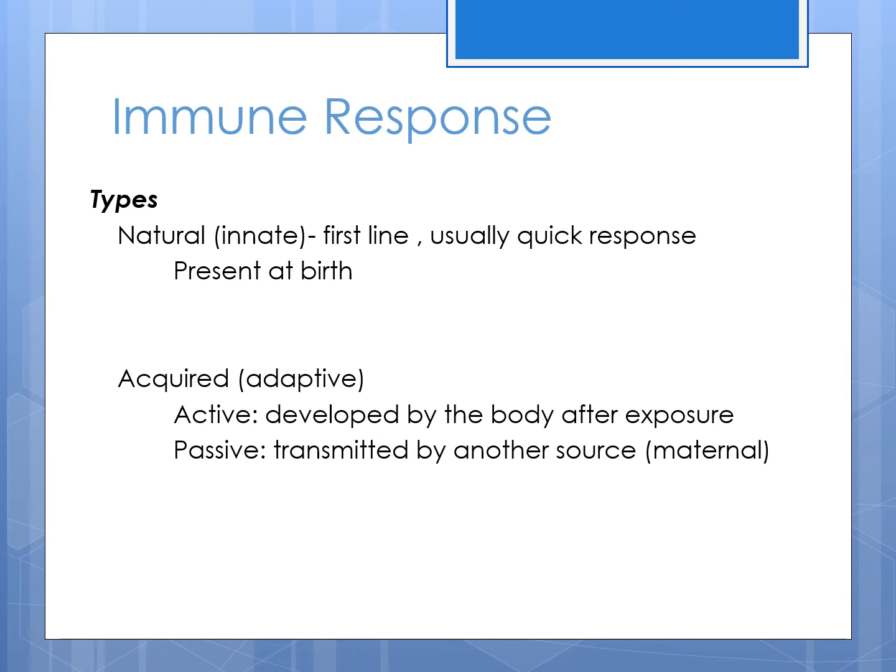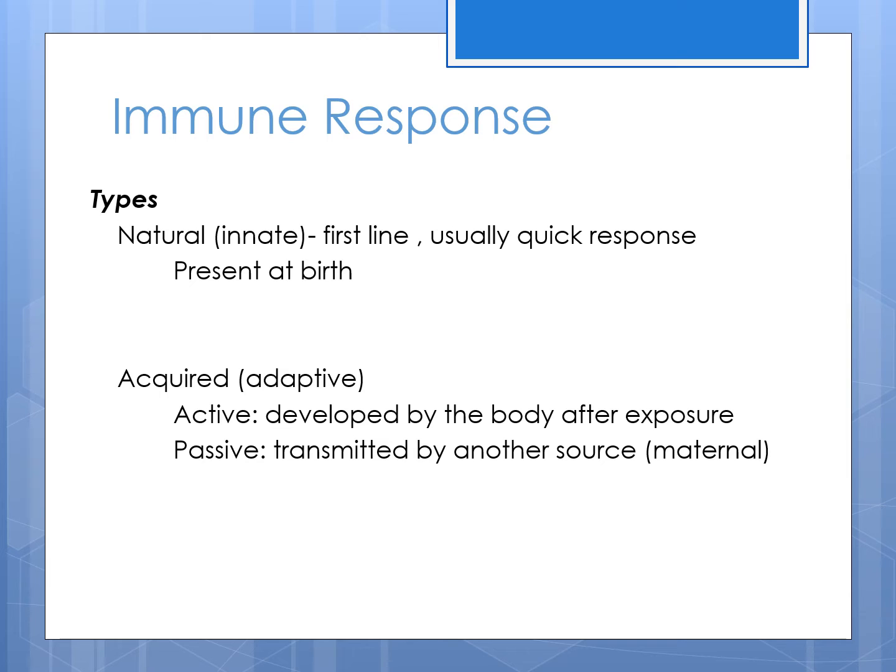Immune responses can include the natural or innate immune response. That is the first line response because it protects the host without remembering prior contact with the infectious agent. It is a broad spectrum defense. It's a quick response and it is present at birth.